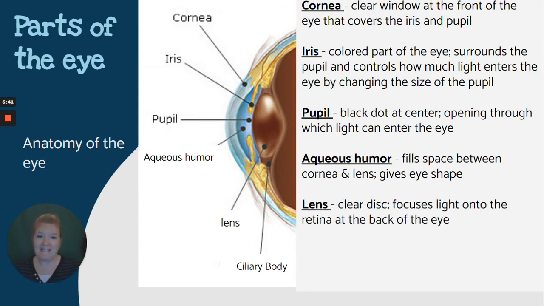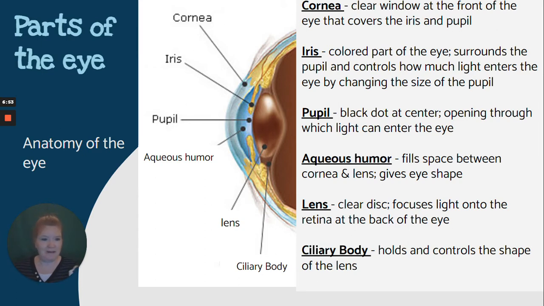The lens is a clear disc. It helps to focus light on the retina at the back of the eye. Okay, remember that it changes shape based on the ciliary body. And there we have the ciliary body that holds the lens in place and controls the shape of the lens.